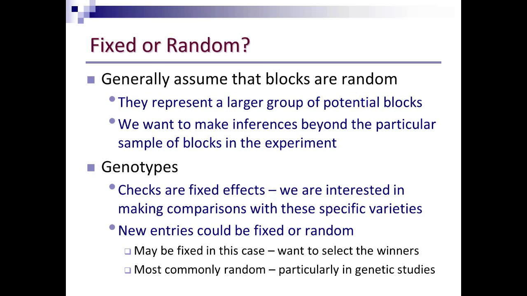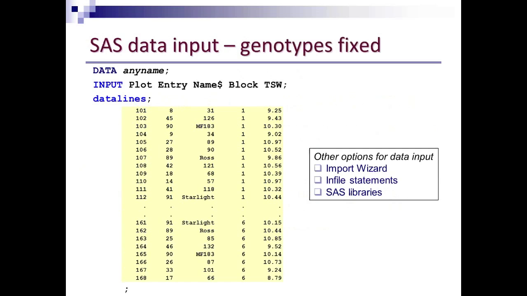For the genotypes, we know that the checks are fixed effects. We're wanting to make specific comparisons with those varieties. However, the new entries could be fixed or random. Most commonly, they're considered to be random because they've never been evaluated before. However, in this case, you could argue that they would be fixed. You want to make specific comparisons and to select the winners, and also they didn't come from a common population. So we'll go ahead and look at the analysis, both of these possible analyses.